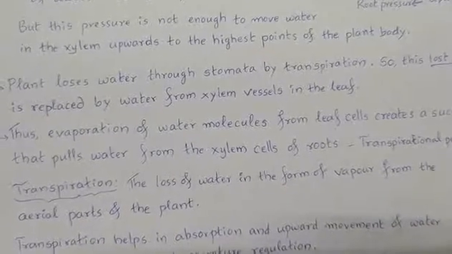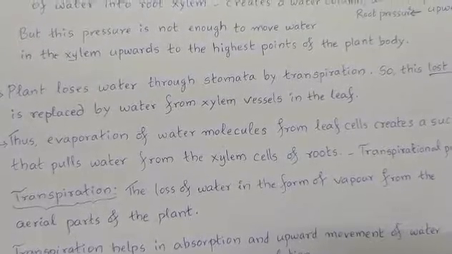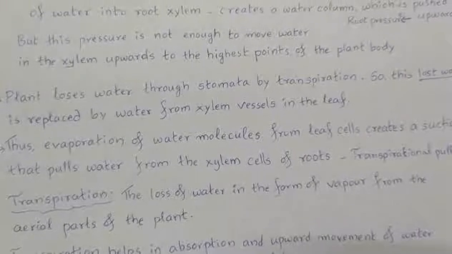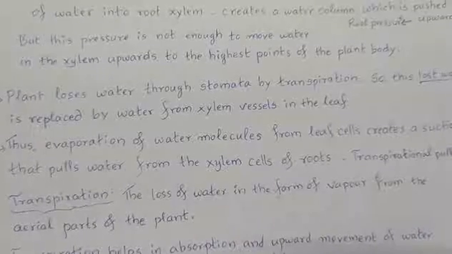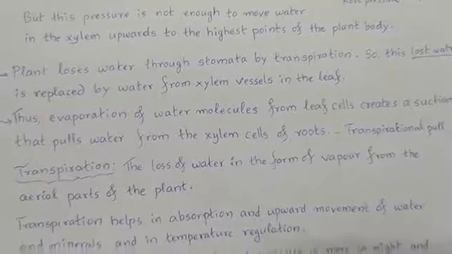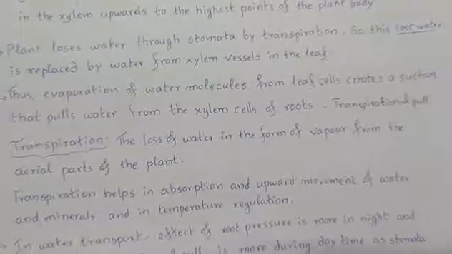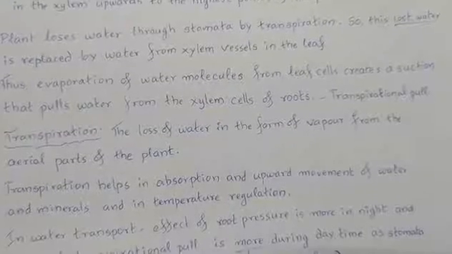In xylem, water has to move until the chlorophyll containing parts. The root pressure is not enough to move the water in the xylem upwards to the highest points of the plant body, that is chlorophyll containing parts. They are what? Leaves. Plants lose water through stomata by transpiration.